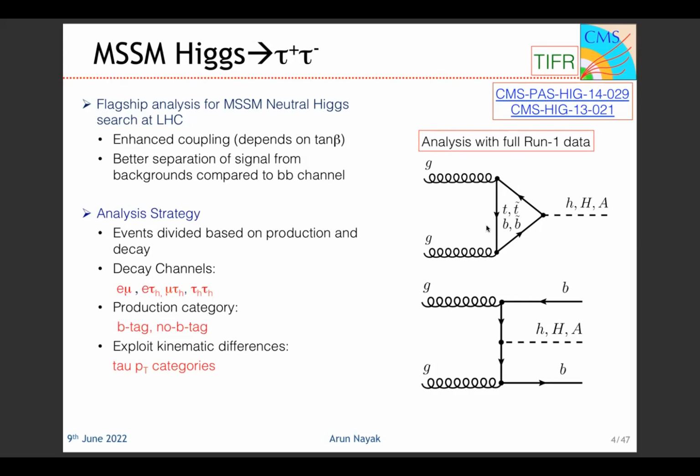So in this case, as you can see, the Higgs will be produced mostly in two different modes. The gluon-gluon fusion, as in the standard model case, but there is also an additional enhanced production mode, which is Higgs production in association with b quarks, in particular in the high tan beta region.